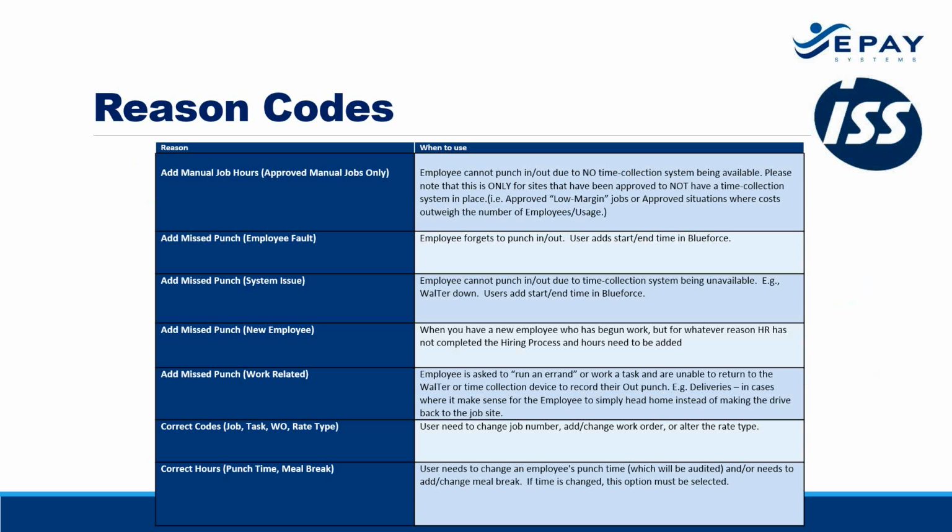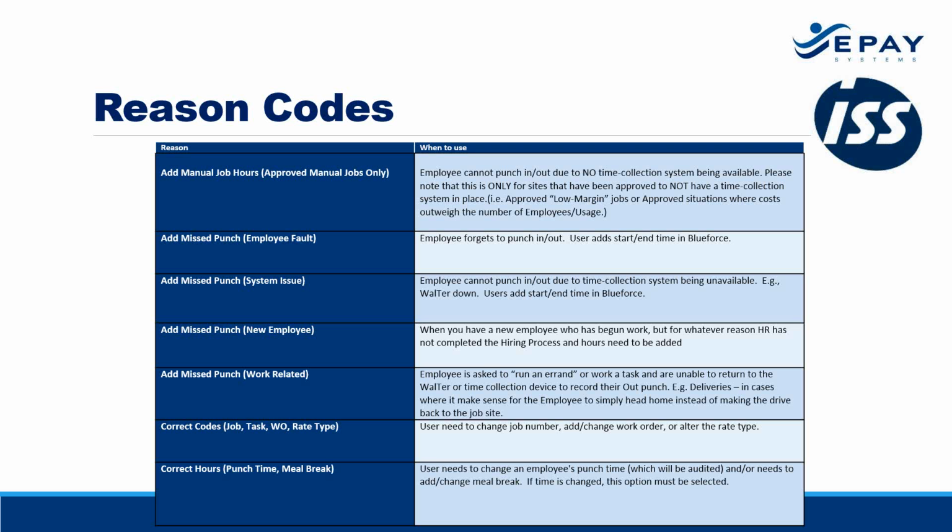The very first one, add manual job hours. This one is very simple to understand. This is a setup where an employee cannot punch in and out because there's no time collection device system available. Essentially, this is a job that has been deemed, for example, a low margin job, or a situation where the costs outweigh the number of employees or the usage at the job site. But these jobs are considered manual jobs where we totally expect time to be entered manually.